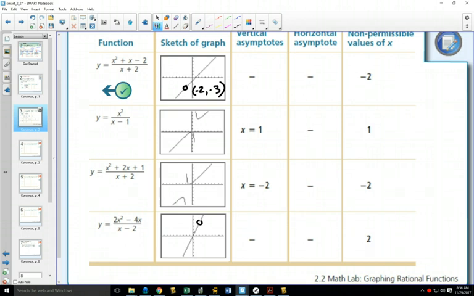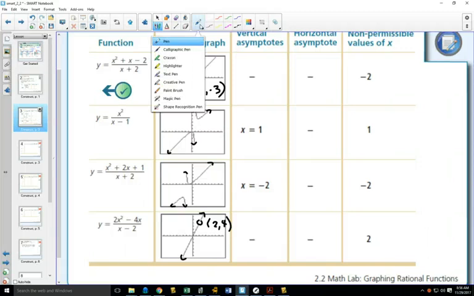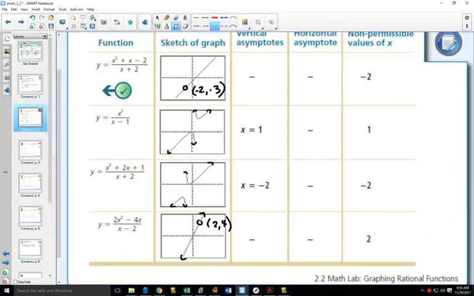But this one too, it has no asymptotes, but it has a non-permissible value at 2. That means if we're going to label our hole, it's going to be at 2, and if we would estimate where that is, 1, 2, 3, 4, it looks like it's at 2, 4. Again, we should have arrowheads on the ends of all of our graphs. And since these are just screenshots of our calculator, I need to take out my red pen and add my asymptotes in there.